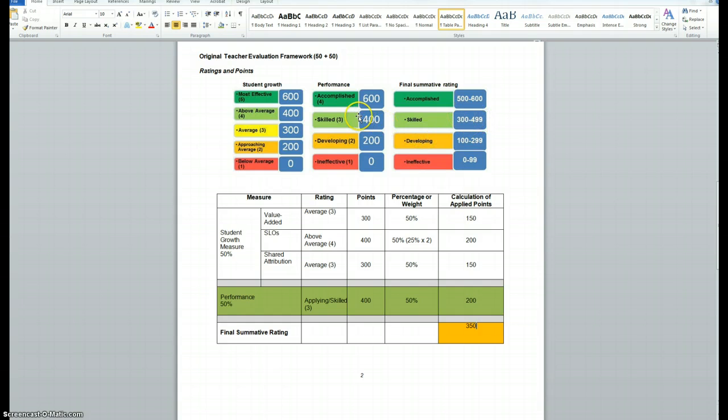So remember, it can look daunting at first, but these ratings all correspond very nicely to value added and to our SLOs and to shared attribution. This language, innovating, applying, each is worth 50%, and here's your final summative rating.